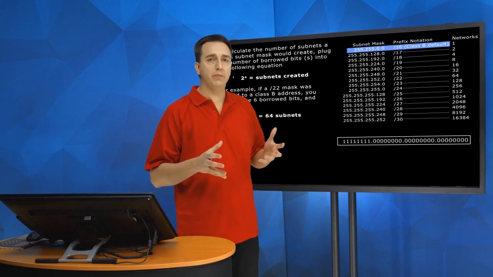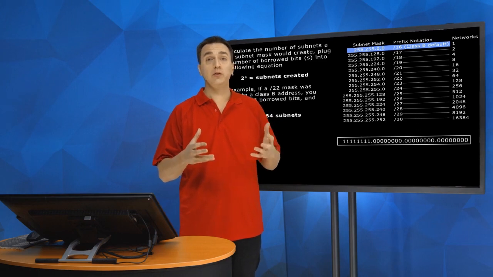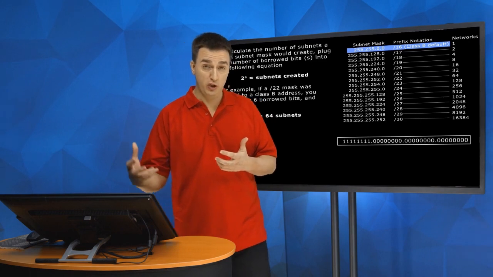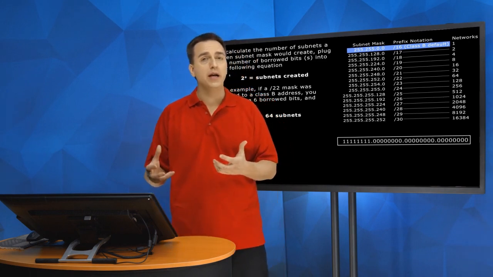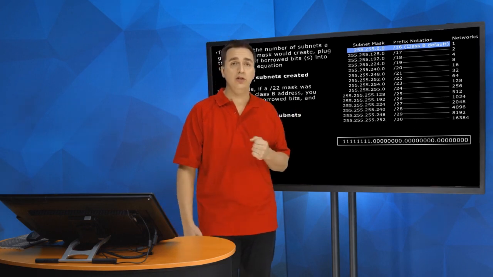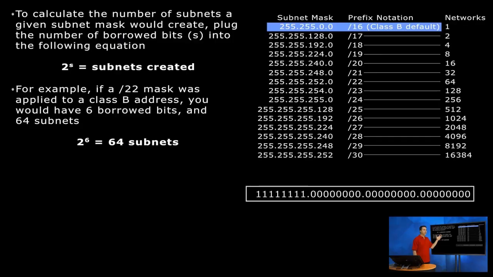Going back to an earlier example, we had the large 172.16.0.0/16 network, which we then turned into a /22, which gave us 64 subnets. Well, how do we figure that out? How do we know it's 64 subnets? Well, we have an equation that's going to help us here. 2 to the power of s equals the number of subnets created. Well, what is s? S is the number of bits we stole or borrowed.